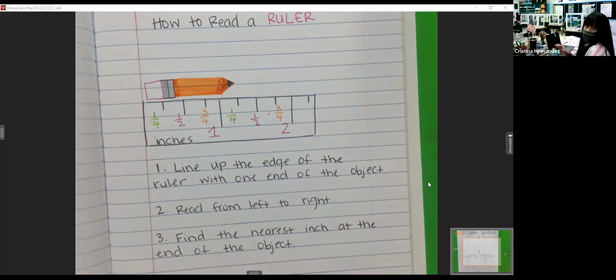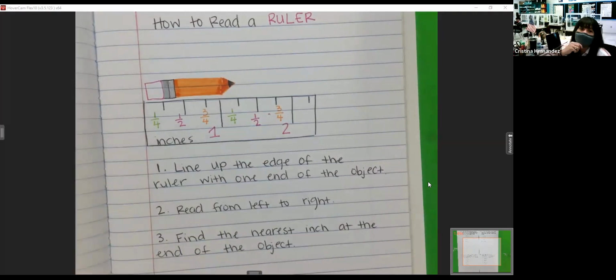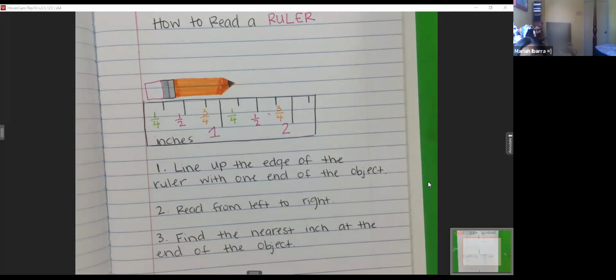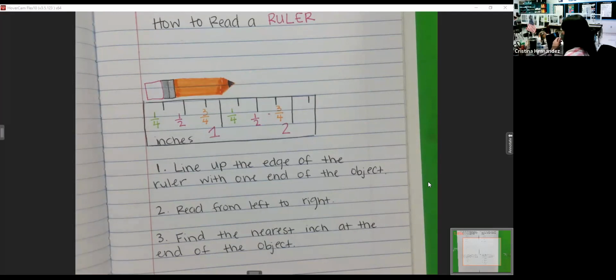How to read a ruler. It says line up the edge of the ruler with one end of the object, like my pencil. I know it's kind of off, but I lined it up with the edge of the ruler. Read from left to right. That's in our math journals, right? Yes, we're writing in our math journal. You read from left to right, finding the nearest inch at the end of the object.